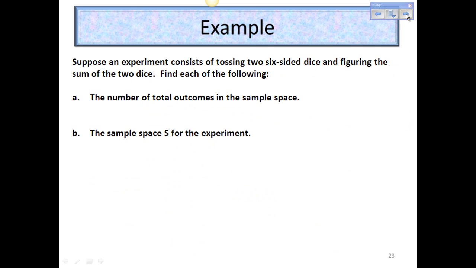Suppose an experiment consists of tossing 2 six-sided dice and figuring the sum of the 2 dice. Find each of the following: the number of total outcomes in the sample space. So we can use our fundamental counting principle here.